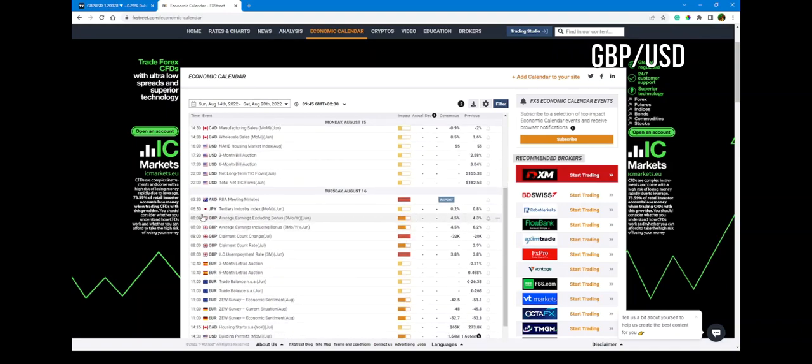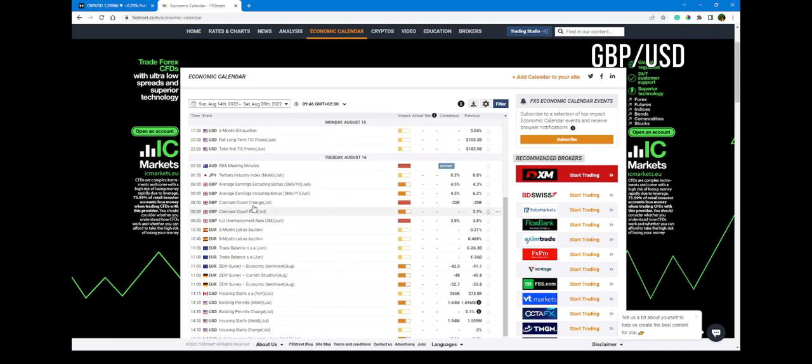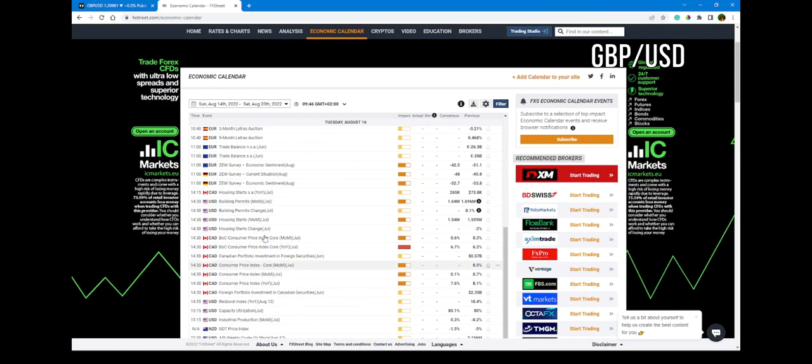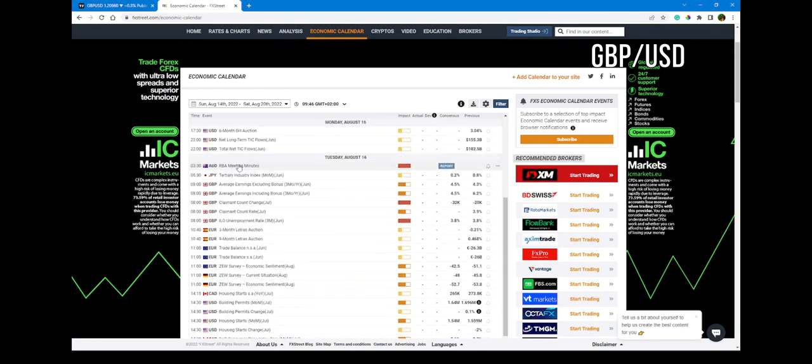As we can see, from GBP we have something in red: the unemployment rate, which is crucial during this period of time, and the second one, the claimant count change. Let's focus on the unemployment rate, which is very important considering the current situation. From the US we don't have anything at all for tomorrow, August 16.